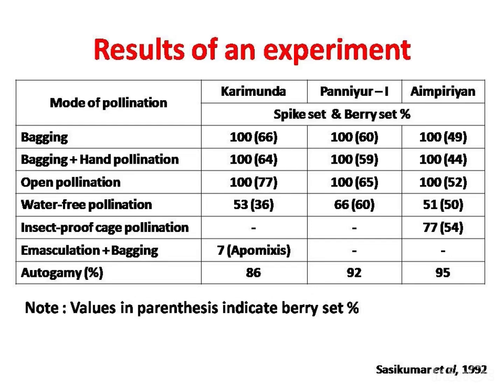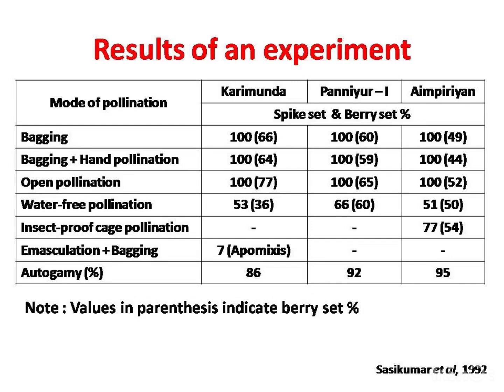So they have taken three varieties: Karimunda, which is quite popular in Kerala; Panur one, which is most popular in Karnataka; and of course, another local type, Empyrean. So they have performed the treatments and they have observed the various parameters with respect to spike set and berry set. The values given in the bracket indicate the berry set percentage.